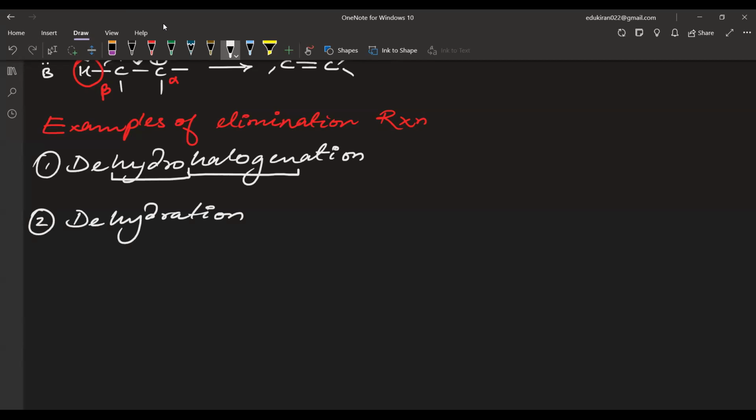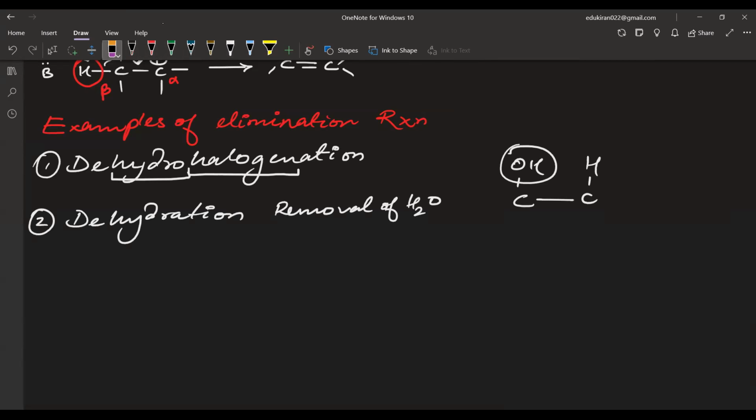Second is known as dehydration. Now, in dehydration, what happens? Removal of H2O. So how will the H2O be removed? From one carbon atom, you will remove the OH group, and from the other carbon atom, you will remove the hydrogen. As soon as you see OH, you should know that this will be coming in the next chapter, that is alcohols, phenols, and ethers.